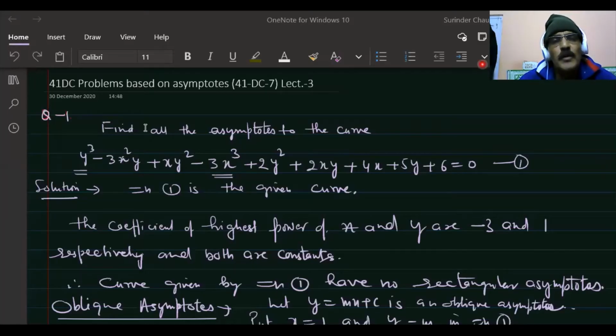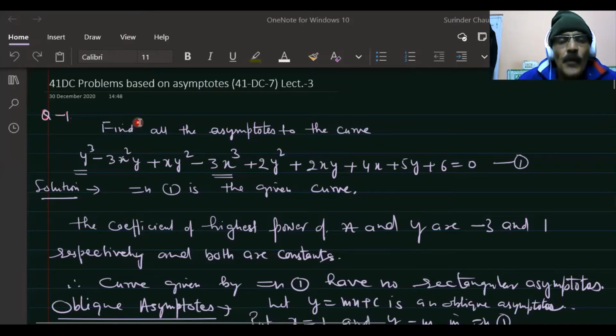Hello students, in the previous lecture we solved problems to obtain oblique asymptotes of a rational algebraic curve. Now in this third lecture on asymptotes, we'll again solve problems based on asymptotes of a rational algebraic curve of the type f(x, y) = 0.